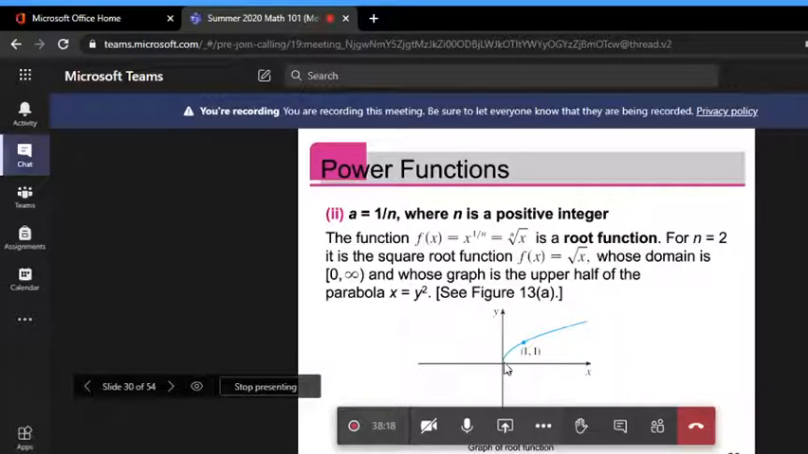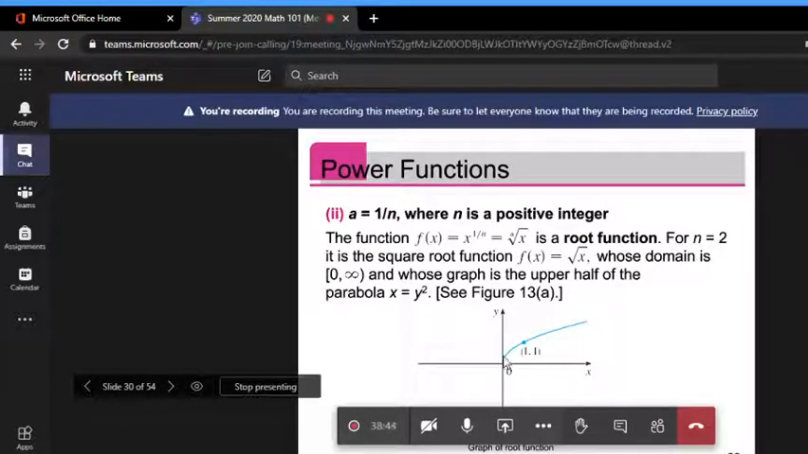The domain of this function is 0 to infinity. You don't have any picture of it for the negative values. The reason is because of the square root. Inside the square root, you cannot have a negative number. So therefore, we don't have any picture on the left side, for negative x values. And the domain is 0 to infinity.